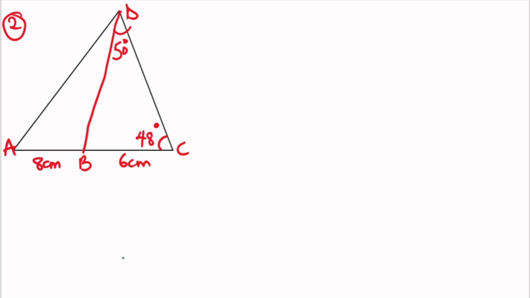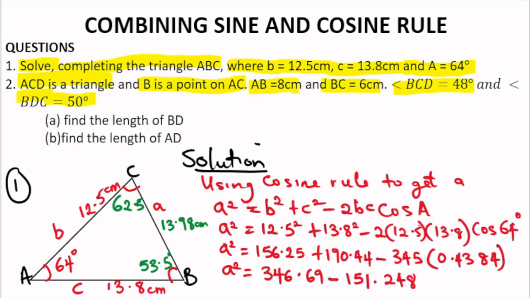After inserting the parameters into this triangle, if you look at triangle BDC closely, we notice we can get angle B using the sum of angles in a triangle. After adding 50 plus 48 and subtracting it from 180, we get the value for angle B, which is 82 degrees. Now the question says we should find length BD and length AD.